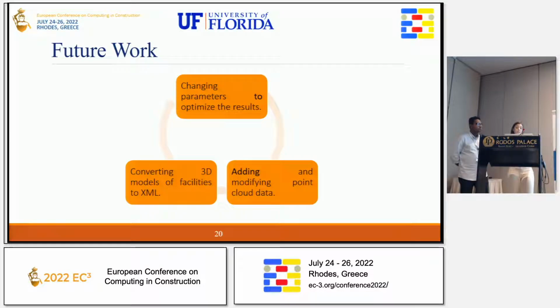We want to find a faster way to convert the OBJ file to XML on Helios because it's pretty time consuming, even though we get good results. And then we want to add and modify data for the point clouds.